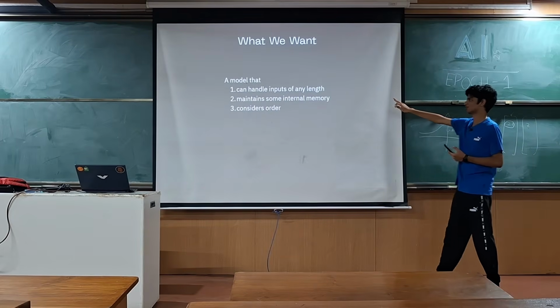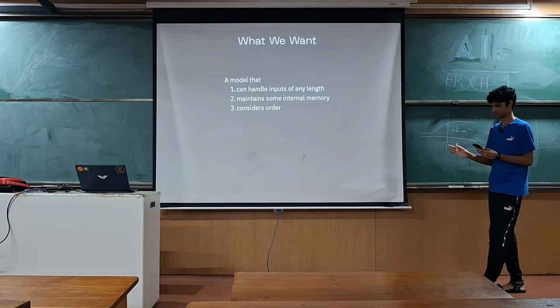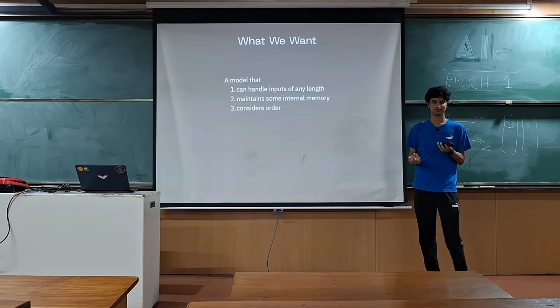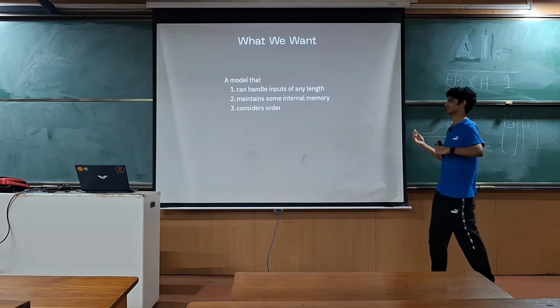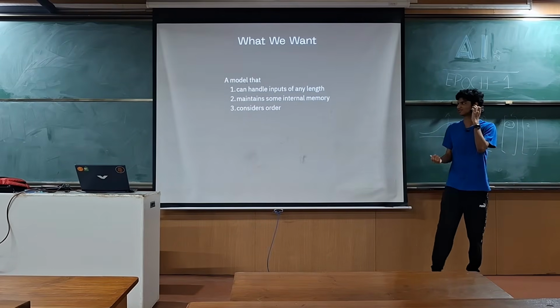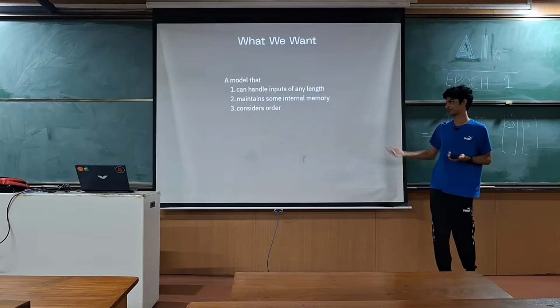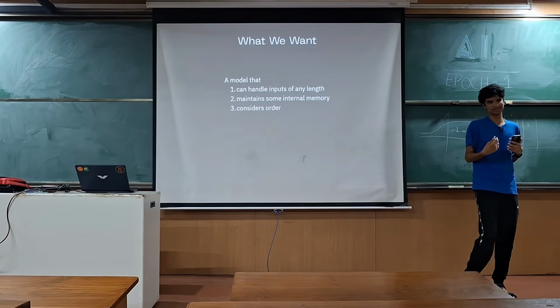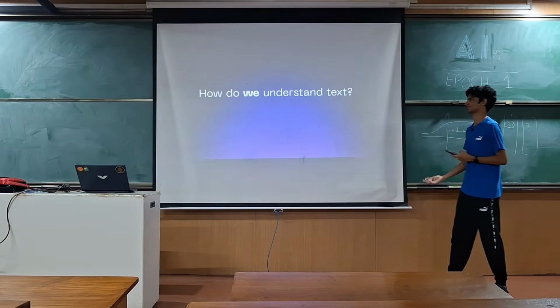And this is what we want. We want a model that can handle variable-length input, maintain internal memory, and consider order. Because that's the thing about language, order matters. When we don't know something in AI, what scientists tend to do is look to human beings as our best source of inspiration. If we can do it, then we have to look at how we did it, and then try to model that in a more computational way.